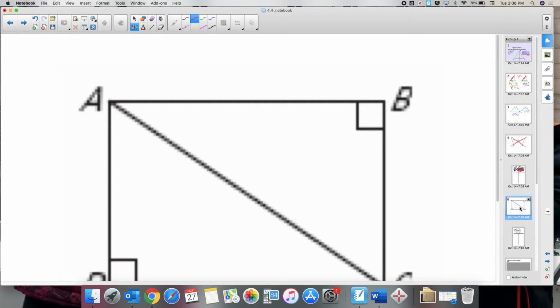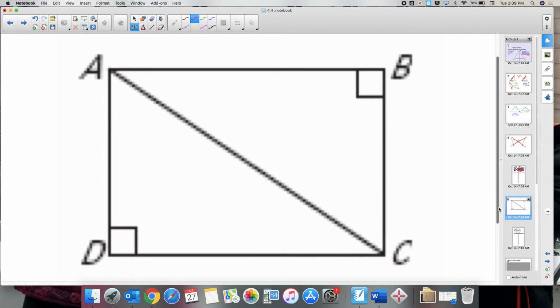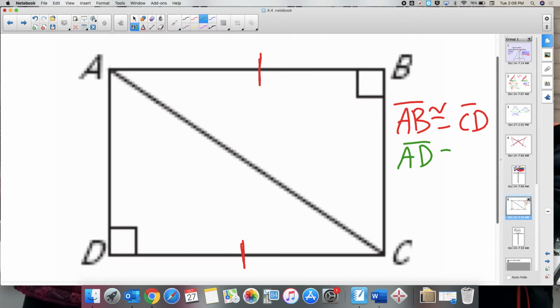Right. In example 2 then, it says use SAS in our properties of our shapes. It says in the diagram, ABCD is a rectangle. What can we conclude about our two triangles? If it is a rectangle, then AB is congruent to CD. Opposite sides are congruent. Likewise, AD is congruent to BC. Once again, opposite sides are congruent.